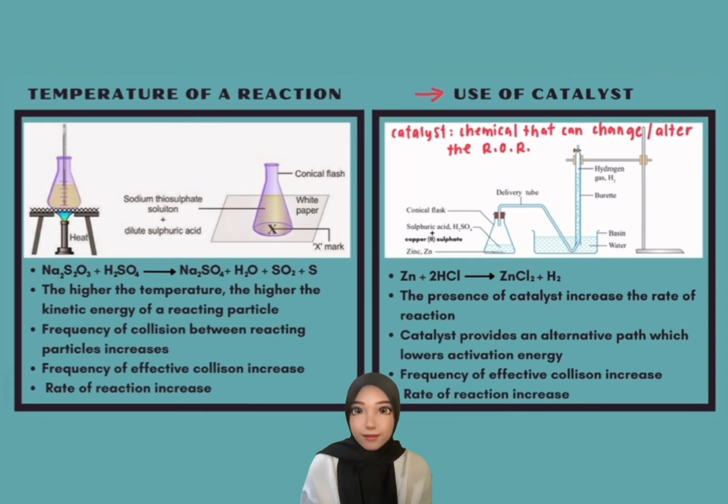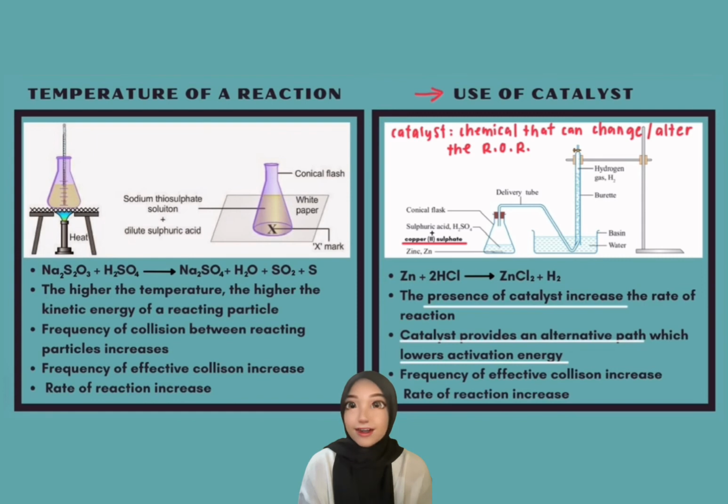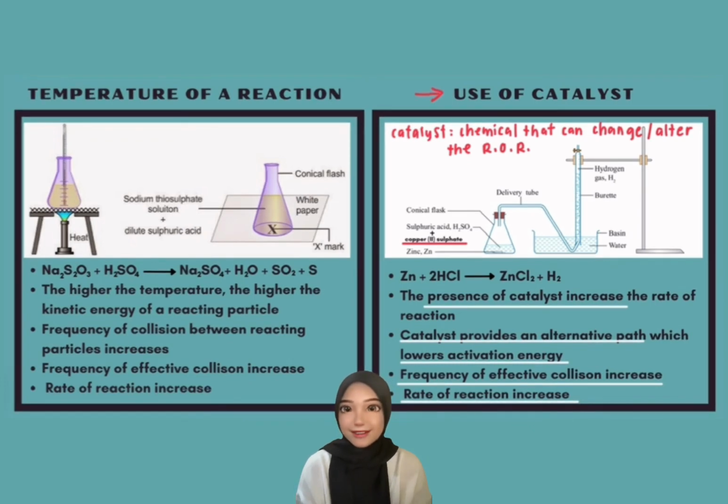In this experiment between zinc and sulfuric acid, we use copper(II) sulfate solution as a catalyst. The presence of the catalyst in this experiment increased the rate of chemical reaction. This is because the catalyst provides an alternative path which lowers the activation energy. Based on collision theory, catalysts increase the frequency of effective collision. Thus, catalysts increase the rate of reaction.